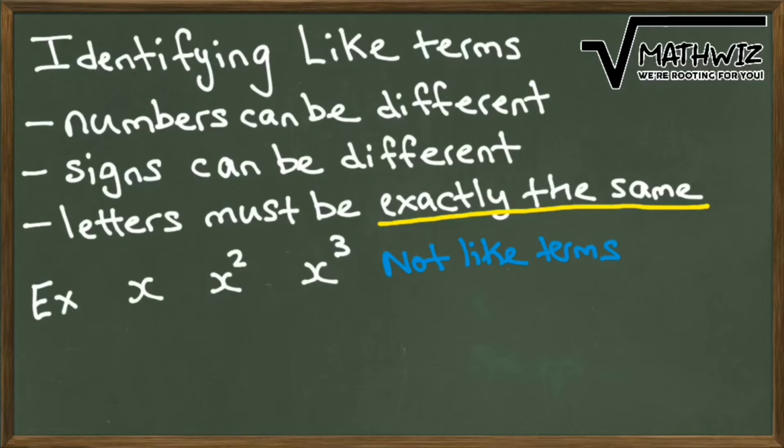So you may be wondering, what do like terms look like? Well, let's use the x. Let's say we had 2x, 3x, and minus 5x. As you can see, from the first part of the rule, I had mentioned that the numbers can be different. So you can have 2, you can have 3, you can have minus 5. That is not what will make them not like terms.